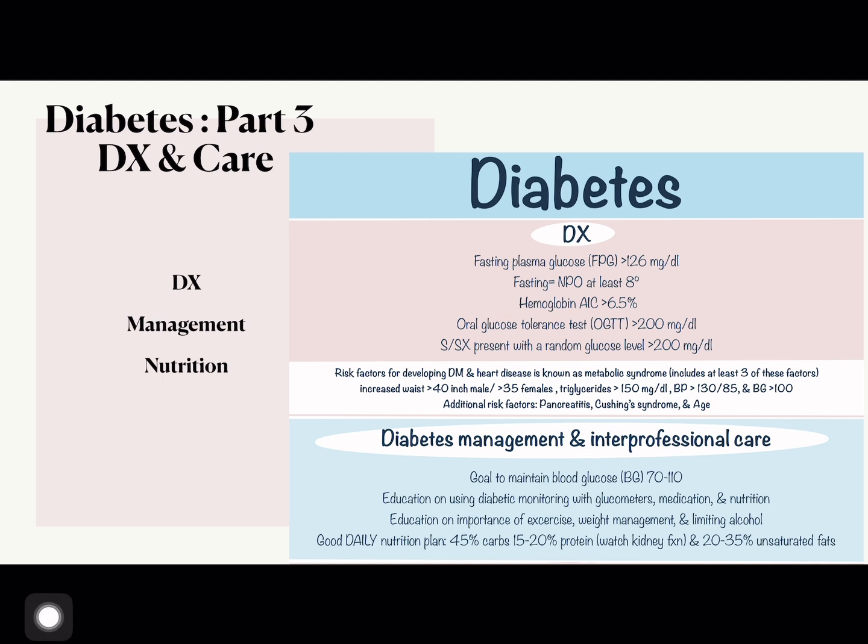And about 20 to 35% of unsaturated fats is important. We want to stay away from the saturated fats, again, because we talked about that metabolic syndrome leading into people with coronary artery disease and other problems that can lead into diabetes. So we want those unsaturated fats.